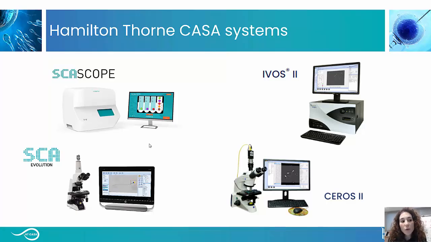I also wanted to speak about the 4 aASA systems that we as Hamilton Thorne have, because if you take a look at the ones on the right part of the screen, the IVOS and the Zeros, these two were the really original ones created and developed by Hamilton Thorne, and worldwide there are a lot of systems installed in laboratories for human and animal sites that are using the systems in daily routine. And on the left we have SCA SCOPE and SCA Evolution, the 2 aASA systems that were originally created by Microptic. And now we have all of them inside the Hamilton Thorne company.